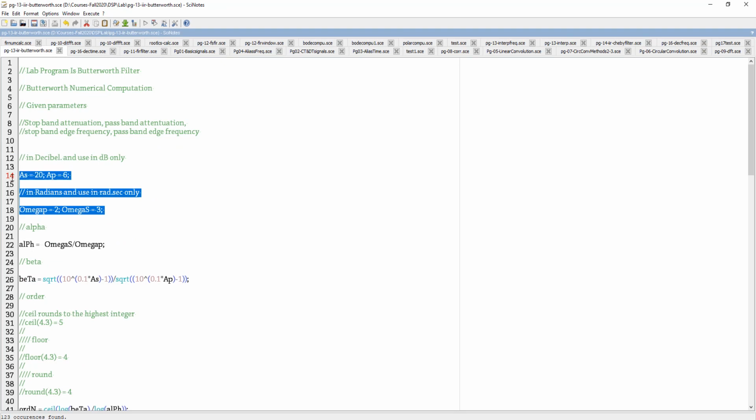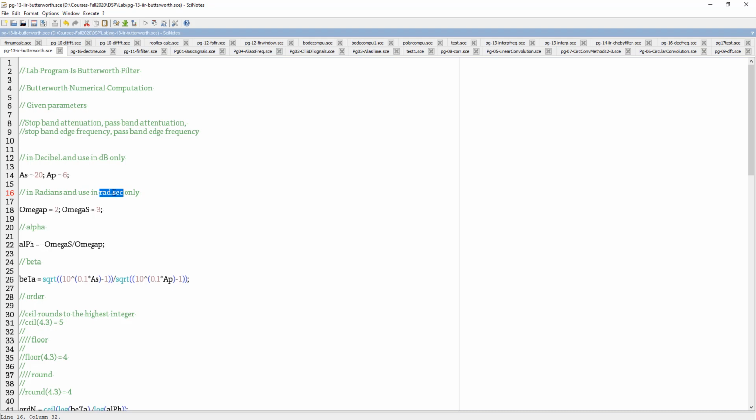So this is the program. Let me get back to my code of the Butterworth filter. Now I can just plug in any value, so it doesn't matter. All your design parameters have to be contained in these 4 values. And now the units are important.